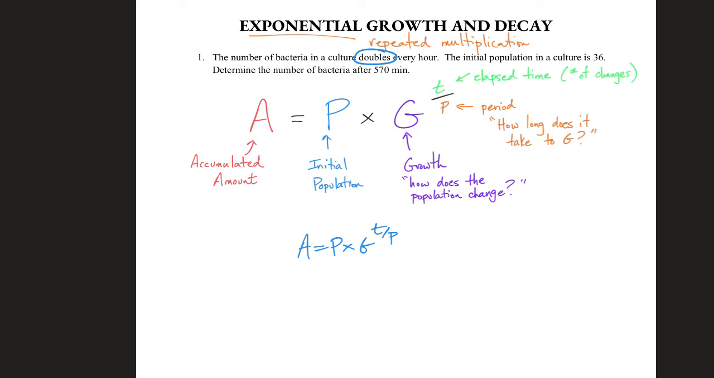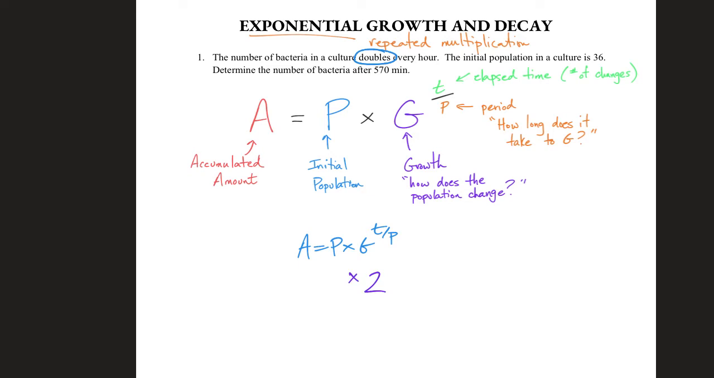Okay, what we can do is we can now take the information we have in the problem and try to fit it in to each one of those components. I think maybe the first thing we might be able to come up with is my G. Notice, my G, my growth, is how does the population change? And we already addressed that in determining that this was exponential growth. It doubles. Therefore, my G is 2.